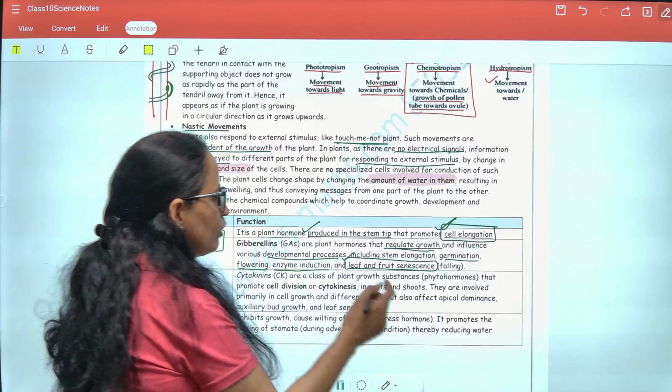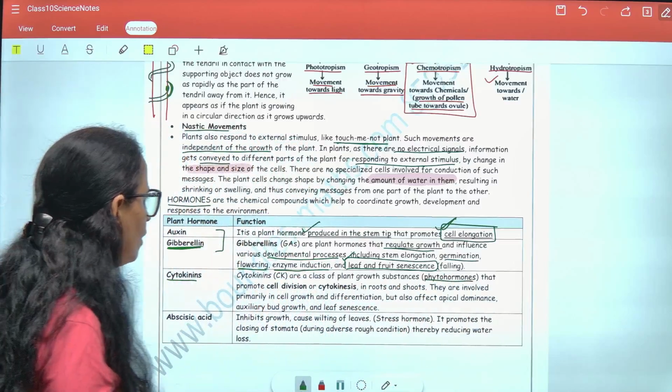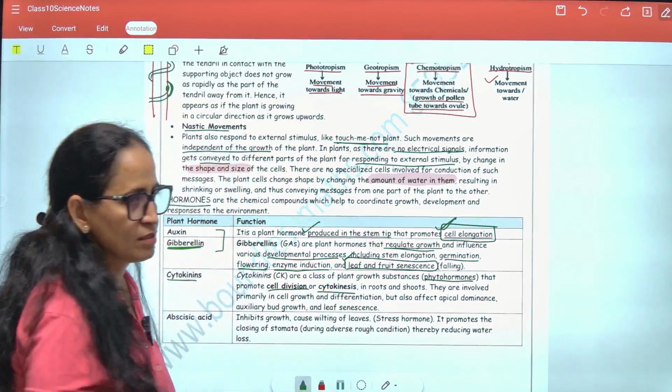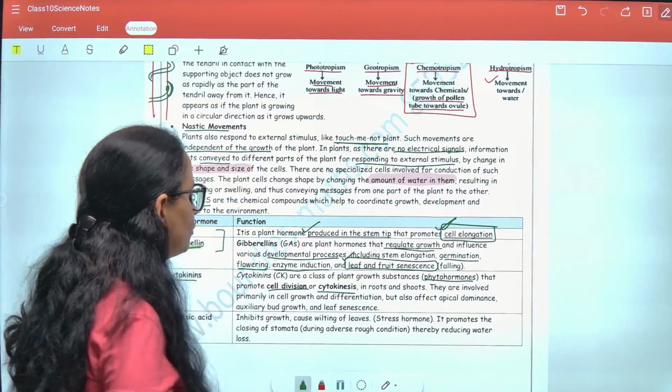Next is cytokinin. Cytokinin is a kind of phytohormone that promotes cell division or cytokinesis. Cytokinesis is division of a cell. So this is controlled by cytokinin.